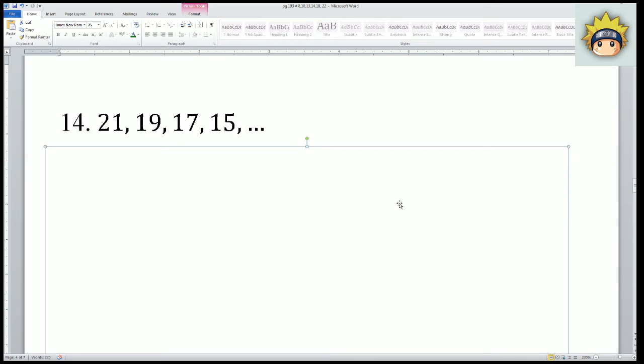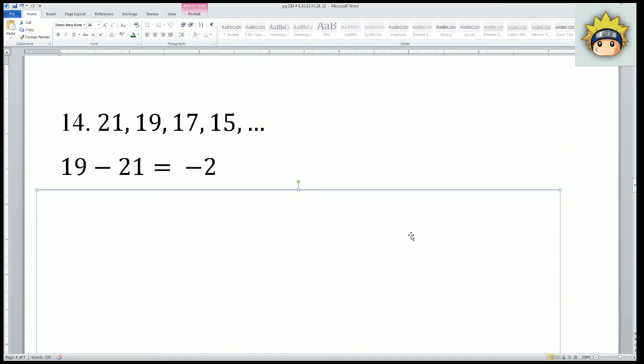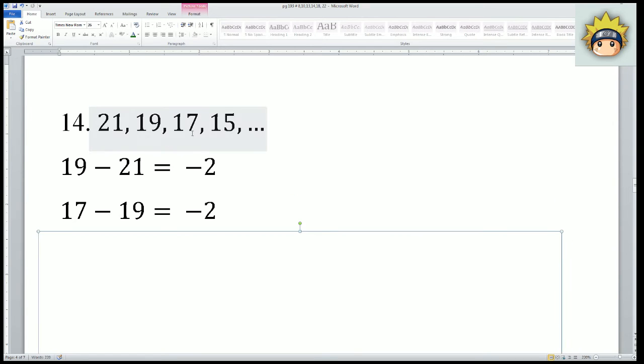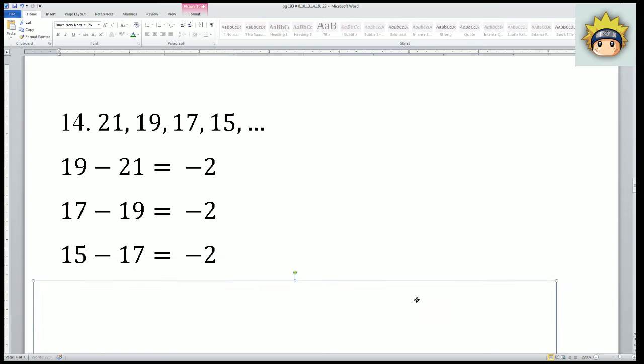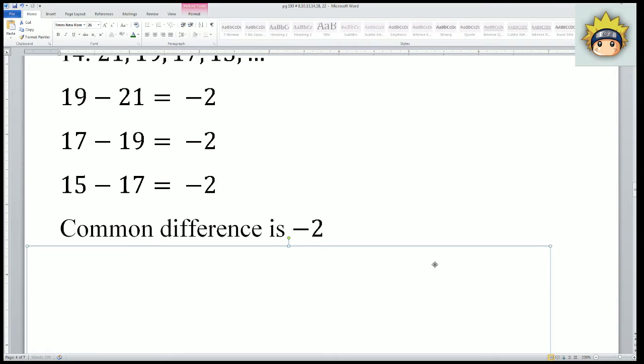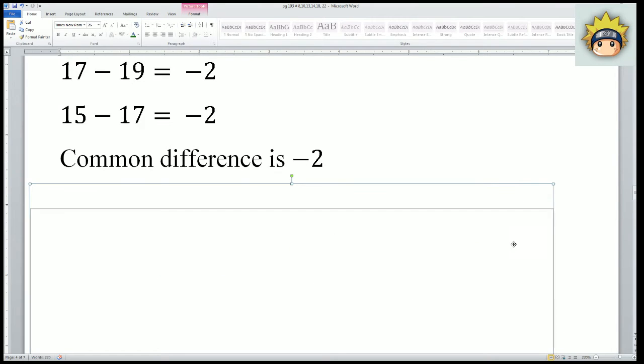Next: 21, 19, 17, and 15. Let's find the common difference. 19 minus 21 is -2. 17 minus 19 is -2. And 15 minus 17 is -2. The common difference here is -2.